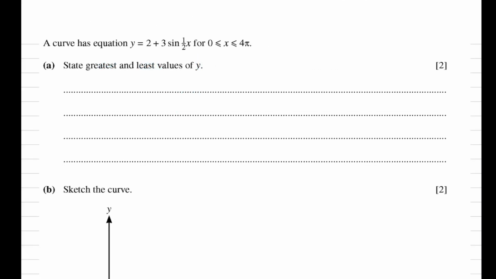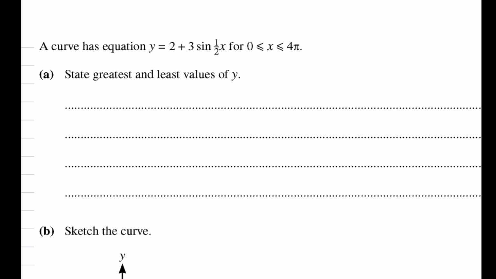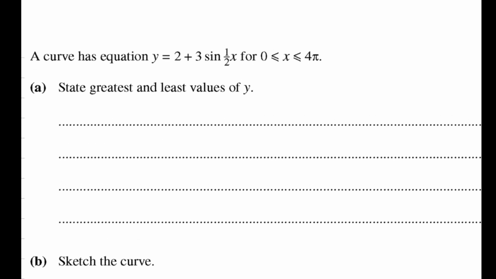Okay guys, let's move on to the next question. Here we have a curve with equation y equals 2 plus 3 sine half x, for x between 0 and 4 pi. Now, the first question is: state the greatest and least values of y.